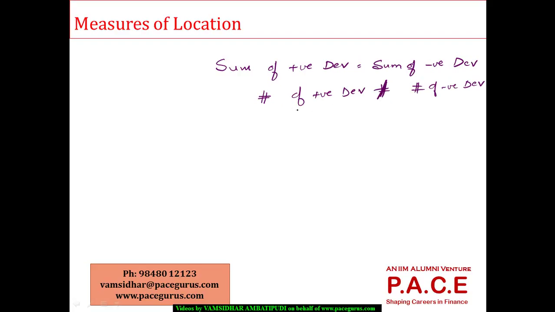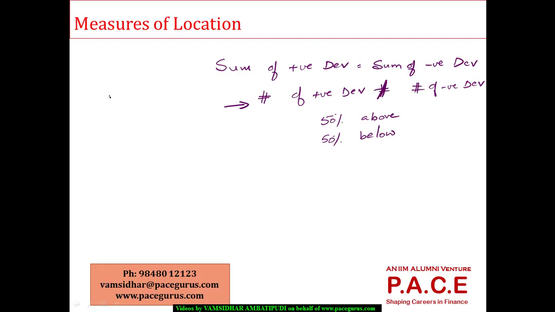It's not the number, which means I can't say that 50% of the data is above the mean and 50% of the values are below the mean. That is not coming out. But the sum of the deviations above the mean and the sum of the deviations below the mean are going to be the same. Only that part is coming out by the mean. So it nowhere talks about how much data is above the mean and how much data is below the mean.